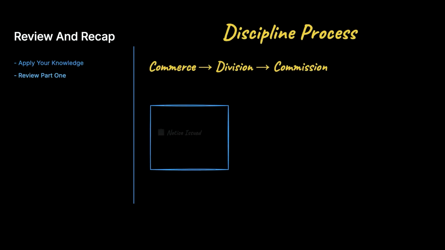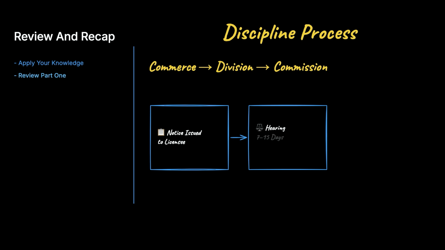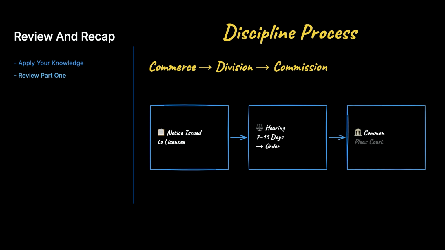Let's bring it together. You now know Commerce houses the division, the superintendent investigates and enforces, and the 5-member commission makes rules, adopts the canons of ethics, and hears appeals. You know discipline runs through notice, 30 days to request a hearing within 7 to 15 days, an order, and appeal to Common Pleas Court.